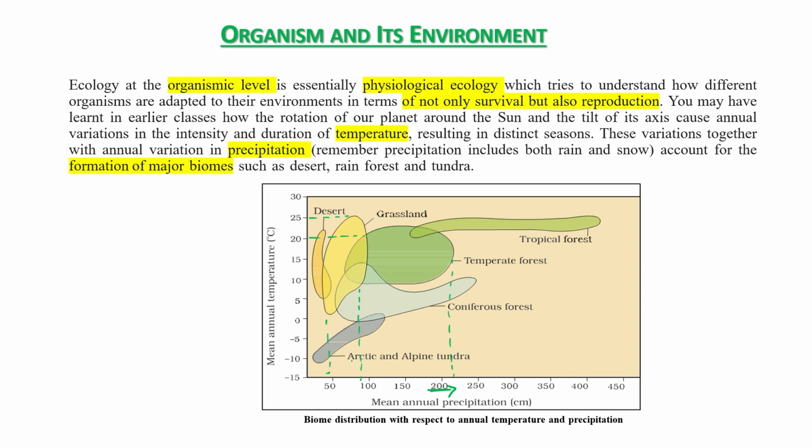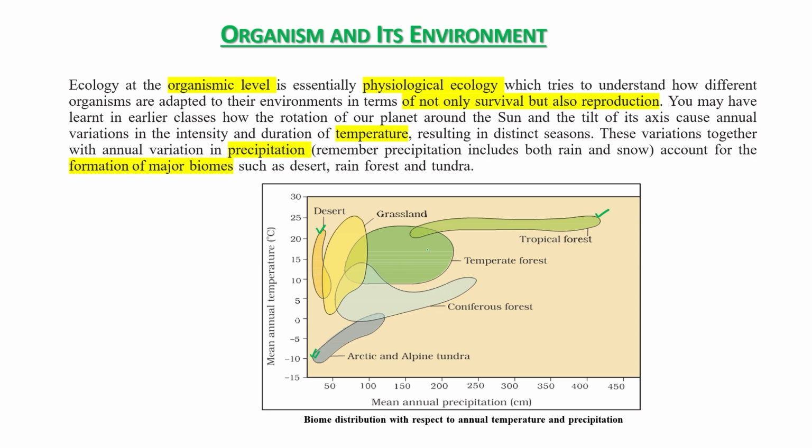Okay, so this is how you can very quickly analyze all types of graphs. This is very easy. Maximum rainfall, tropical rainforest. Minimum rainfall, desert. Minimum rainfall with negative or low temperature, tundra.